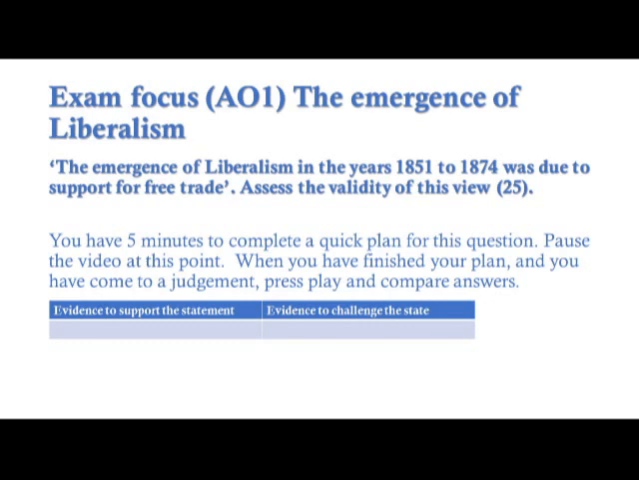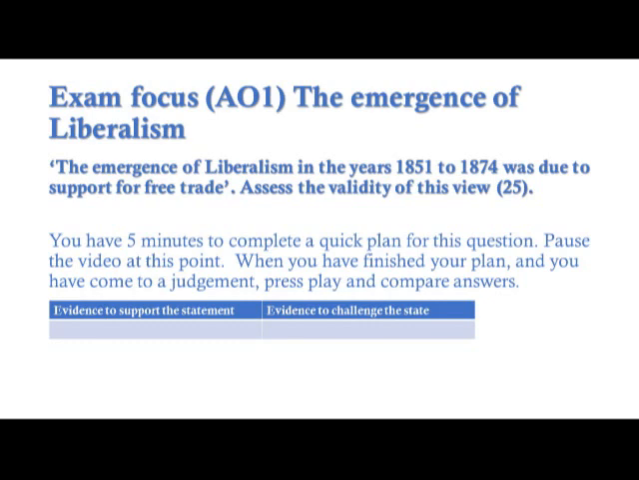So the question is as follows. The emergence of liberalism in the years 1851 to 1874 was due to support for free trade. Now, you've been asked to assess the validity of this view. So as always, when we're planning a question, we need to do a table: evidence to support the statement, evidence to challenge the statement, look at how the evidence balances out, and that will inform the overall judgment that you will reach.